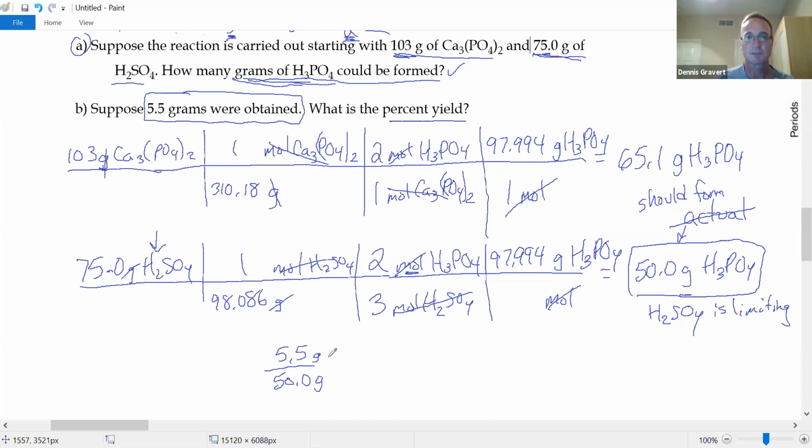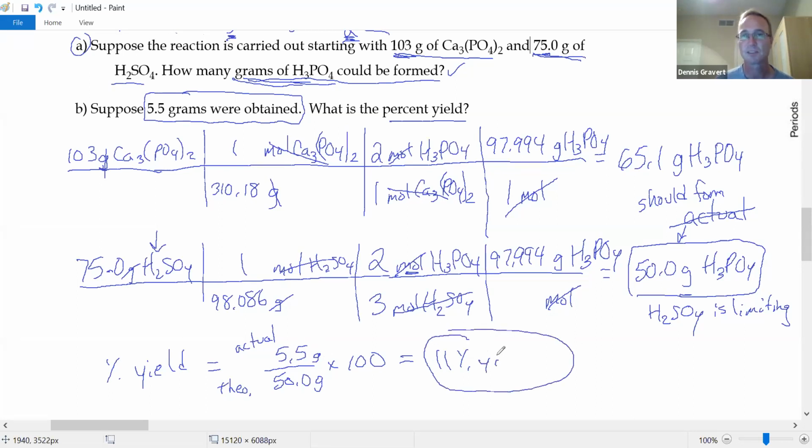Those are both in grams. Multiply it times 100. That's percent yield, if you allow me to abbreviate it this way. The actual divided by the theoretical is the actual equation, times 100. And now 5.5 divided by 50, times 100 is 11%. 2 sig figs because of the 5.5. That's the percent yield. Cool.